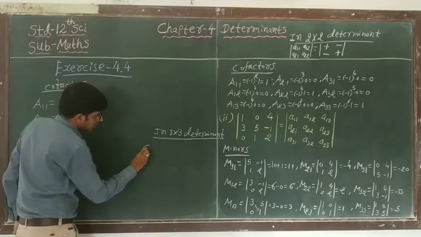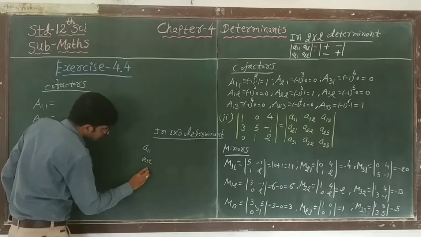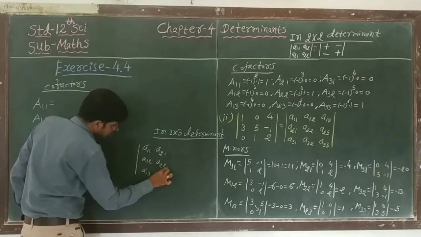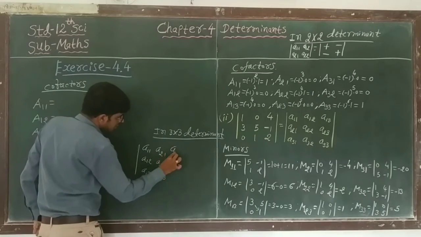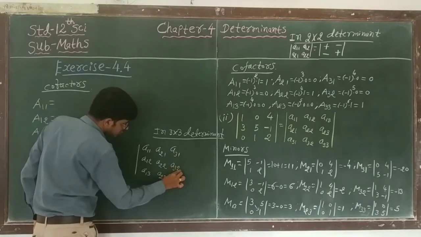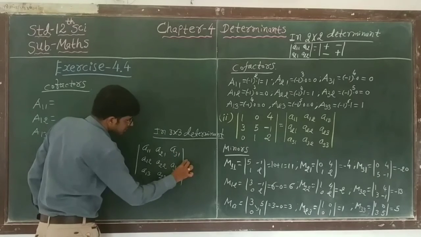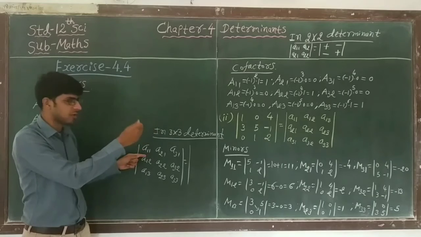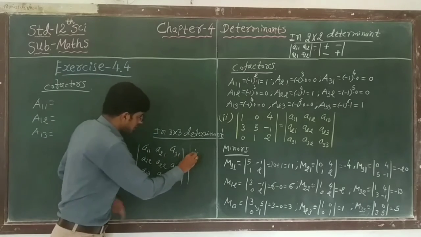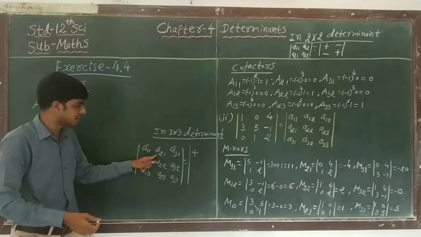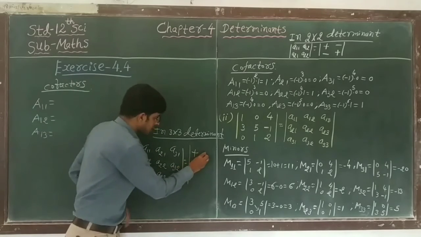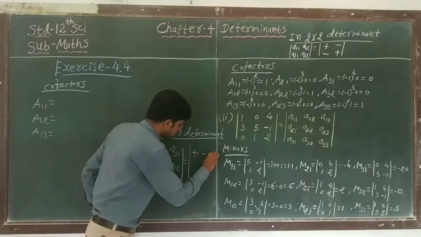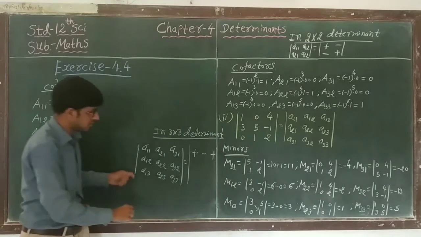we have to remember A11, A12, A13, A21, A22, A23, A31, A32, A33. Here A11 means minus 1 raised to 1 plus 1. It means minus 1 raised to 2, so it gives plus. Next minus 1 raised to 2 plus 1. It means minus 1 raised to 3, which means minus. Next minus 1 raised to 3 plus 1, so minus 1 raised to 4, so it gives plus. So we have to remember this sign.